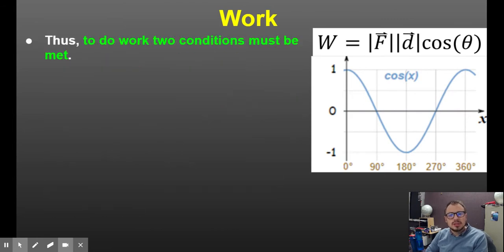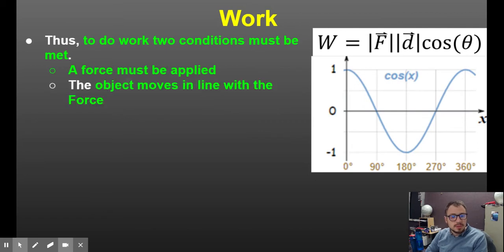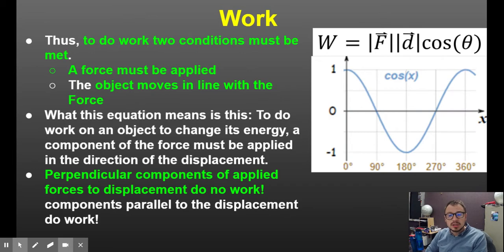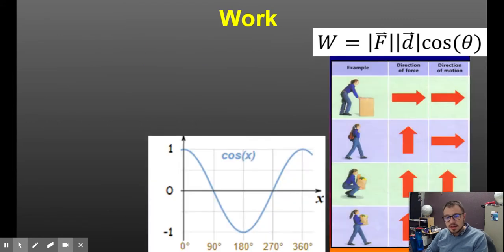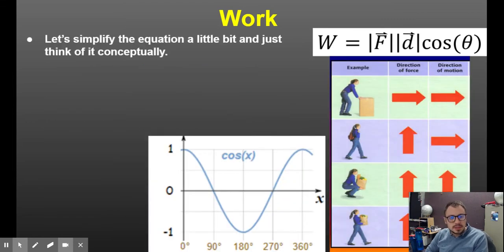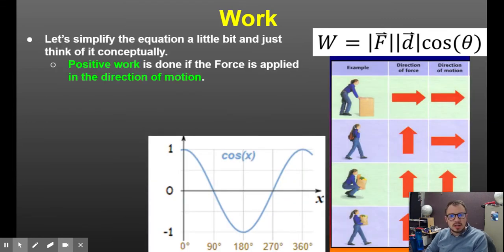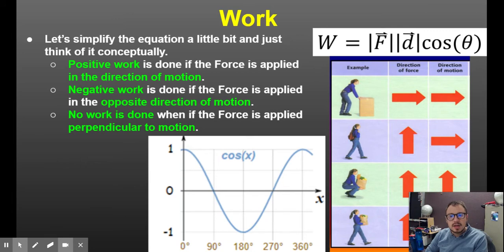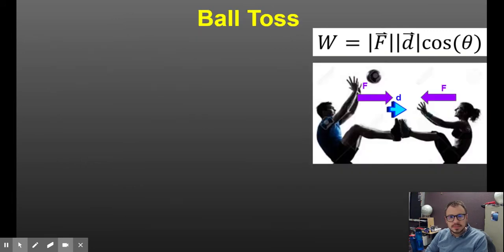So to do work, two conditions must be met. A force must be applied, and that object must move in line with that force. Now, perpendicular components of the applied force to displacement do no work. It's because of that cosine. If we simplify this, positive work is done on an object if the force is applied in the direction of motion. Negative work is done if the force is applied in the opposite direction of motion. No work is done if the force is applied perpendicular to motion.